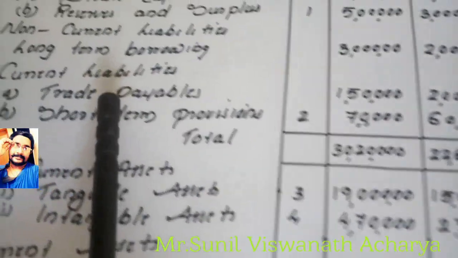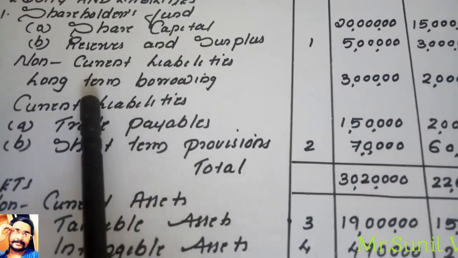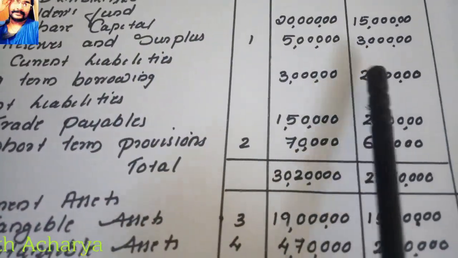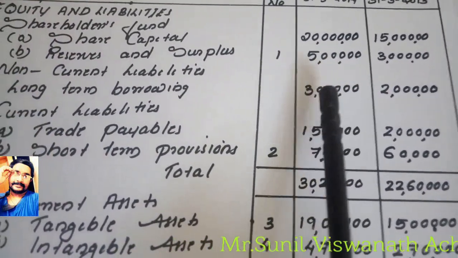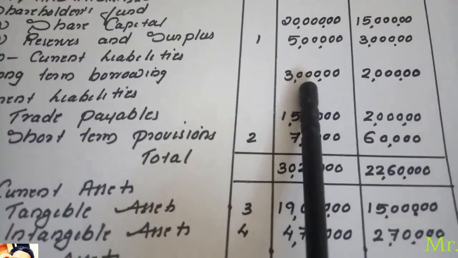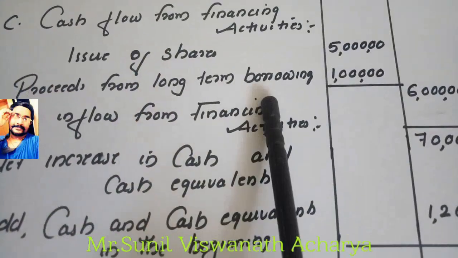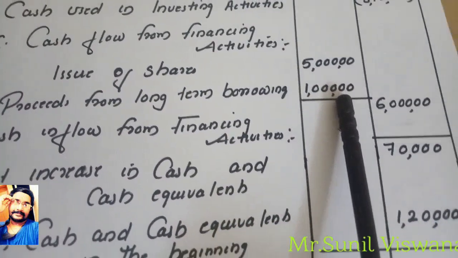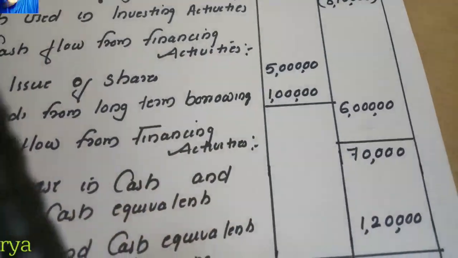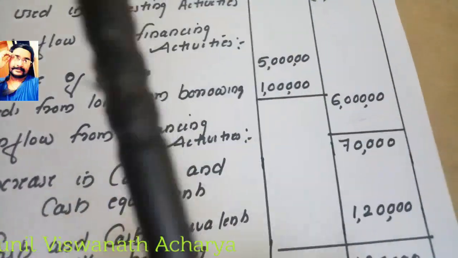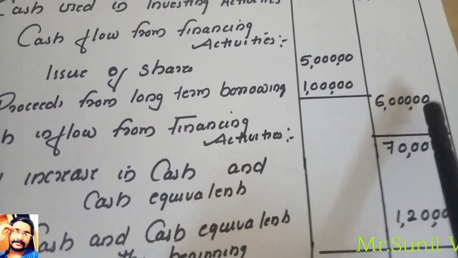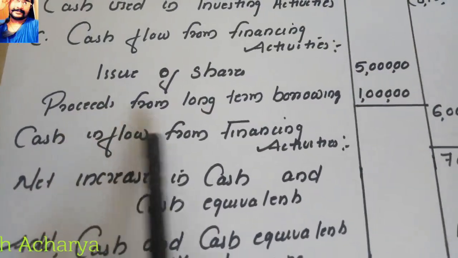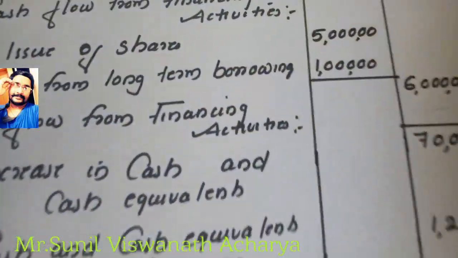Then any other long term liability you can see here. Non-current liability, long term borrowing. First year it was 2 lakh, second year it became 3 lakhs. That means this year we received money from long term borrowing, 1 lakh. Right? So we will write here proceeds from long term borrowing 1 lakh. No other financing activities there. Bank overdraft or cash credit, nothing is there. So when you total 5 lakh plus 1 lakh, both inflow, 6 lakh inflow. So we will write cash inflow from financing activities.